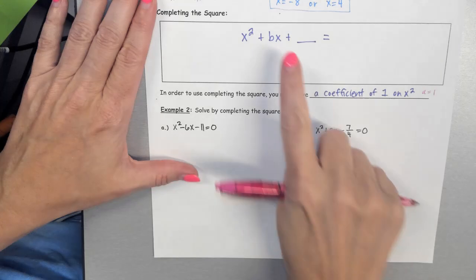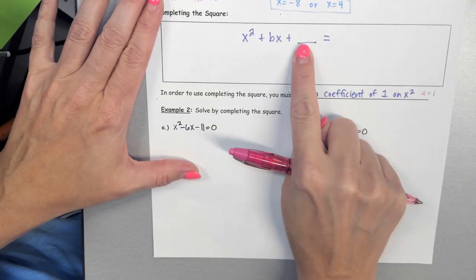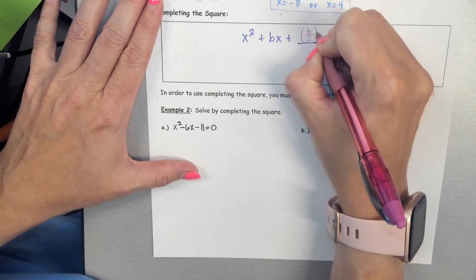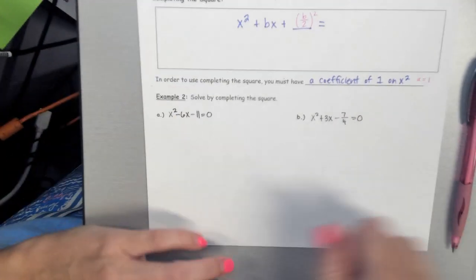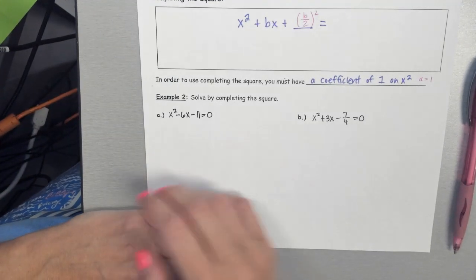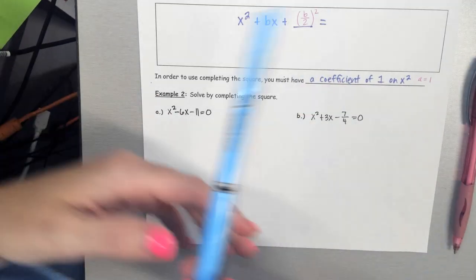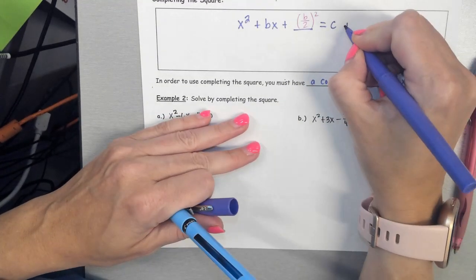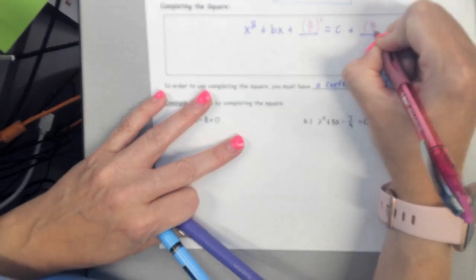Okay, once you have that, you're going to have a blank space that you have to fill in. To do that, it's half of b, squared. Okay, and then it's going to equal some value c. And we add it to each side: b over 2 squared.